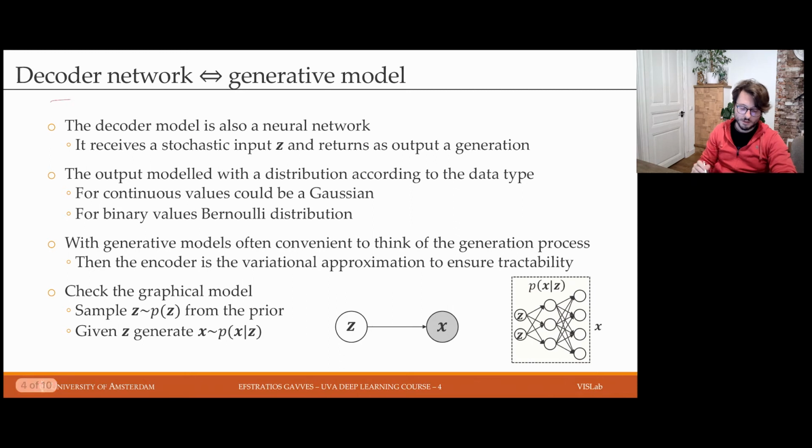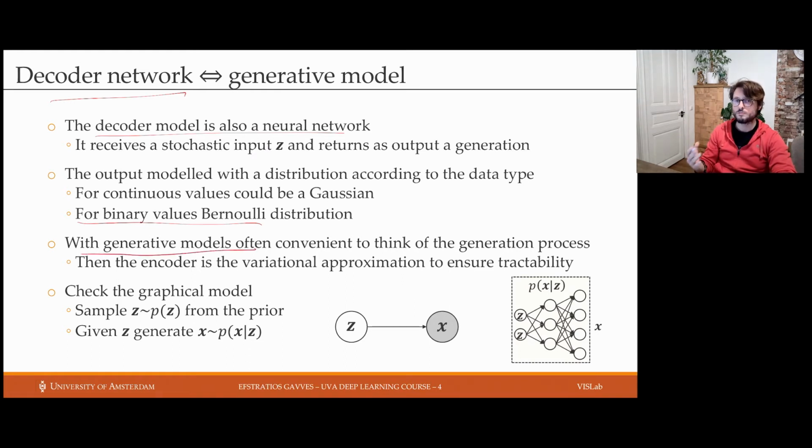The decoder network is also the generative model. It's known as the generative model, and the decoder is again a neural network which receives as input the stochastic variable z and returns as output a generation, so my variable x. The output again can be modeled as a distribution, and of course we have to make sure that our output distribution matches the type of our data. So if our data is continuous, we have to pick a distribution which returns continuous values as outputs, like a Gaussian or something else. If we have, however, other types of values for our data, like binary values, we should consider different types of distribution, like Bernoulli distributions.